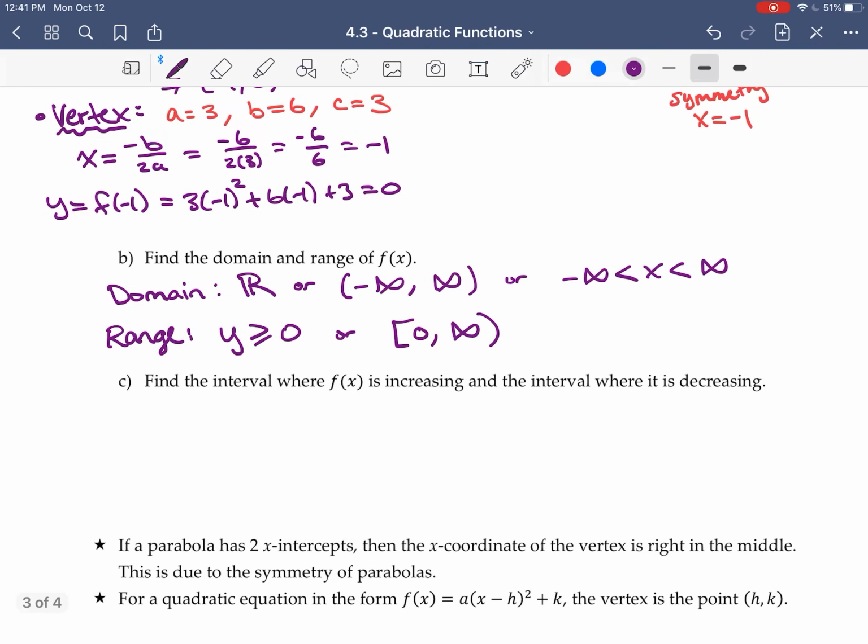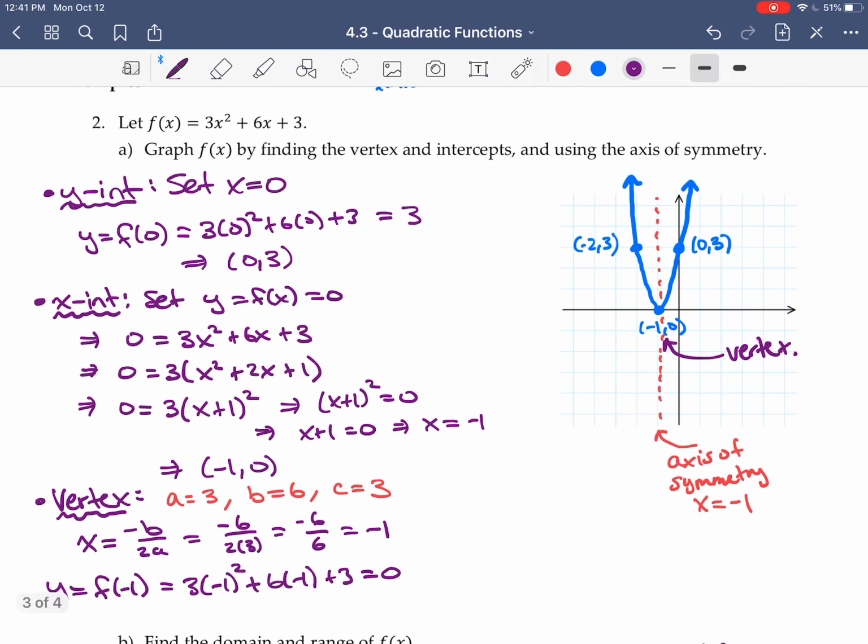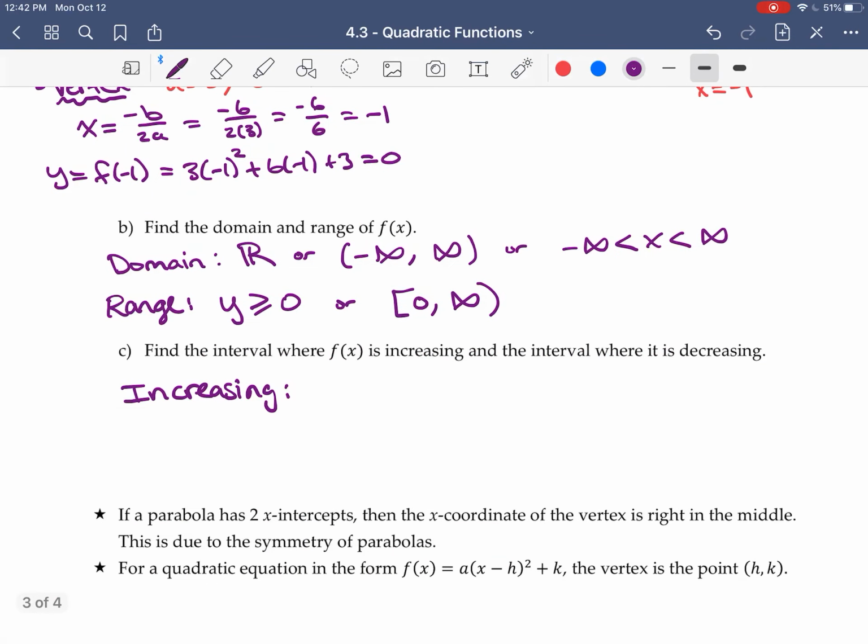Where's the function increasing and where is it decreasing? It's increasing as we move, so you always want to move to the right. We want the y values to be going up. On this part the y values are going down as I go to the right, but once they hit -1, they start going up. So as we're moving right, the graph is going up, so it's increasing on the interval from -1 to infinity in interval notation, or as long as x is bigger than -1.